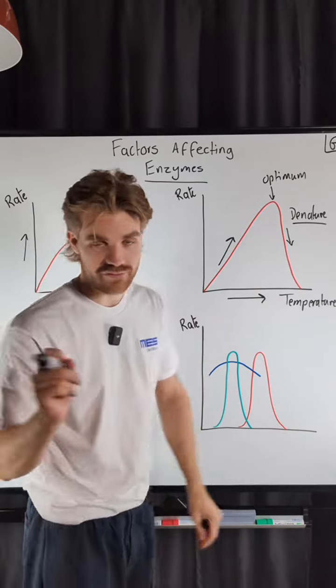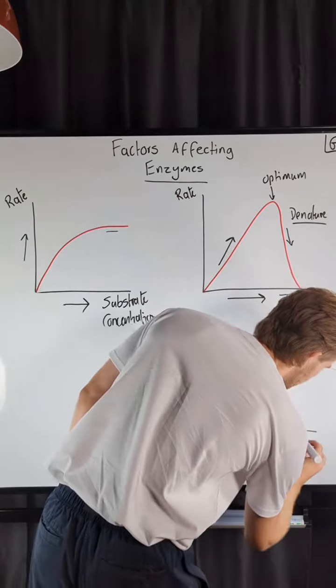Our last factor that affects the rate of an enzyme-controlled reaction is our pH.